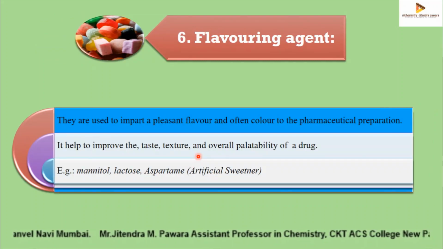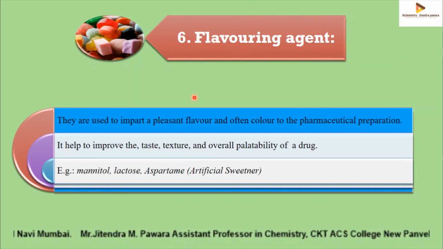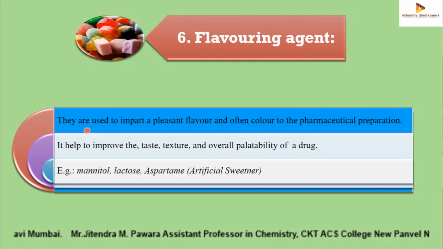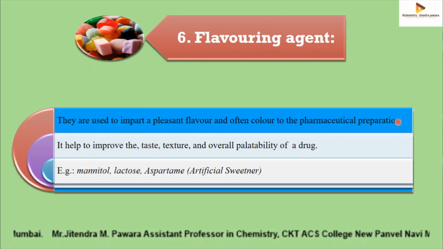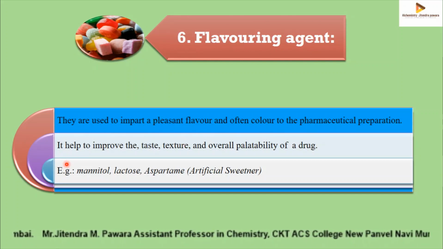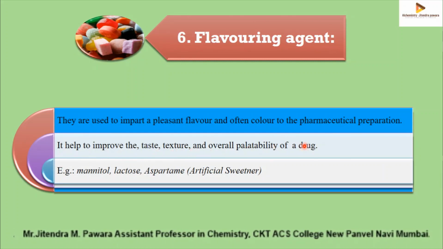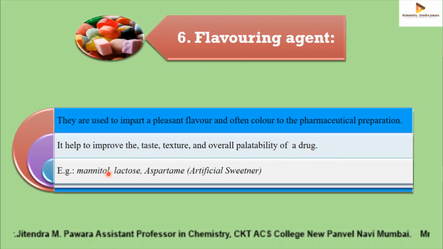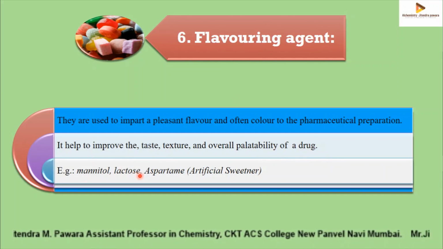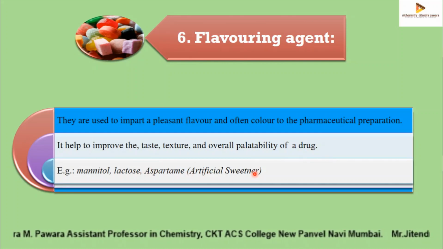Then the next formulation is flavoring agent. They are used to impart a pleasant flavor and often color to the pharmaceutical preparation. It helps to improve the taste, texture and overall palatability of the drug. The examples of flavoring agents are mannitol, lactose, aspartame, and this aspartame is an artificial sweetener.